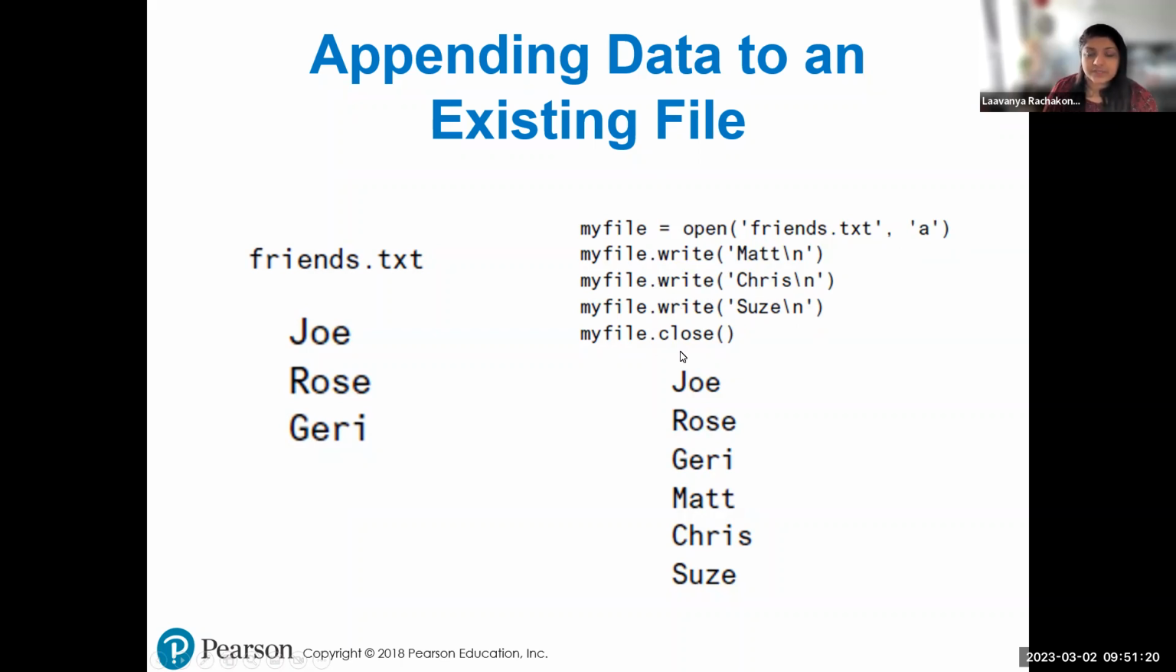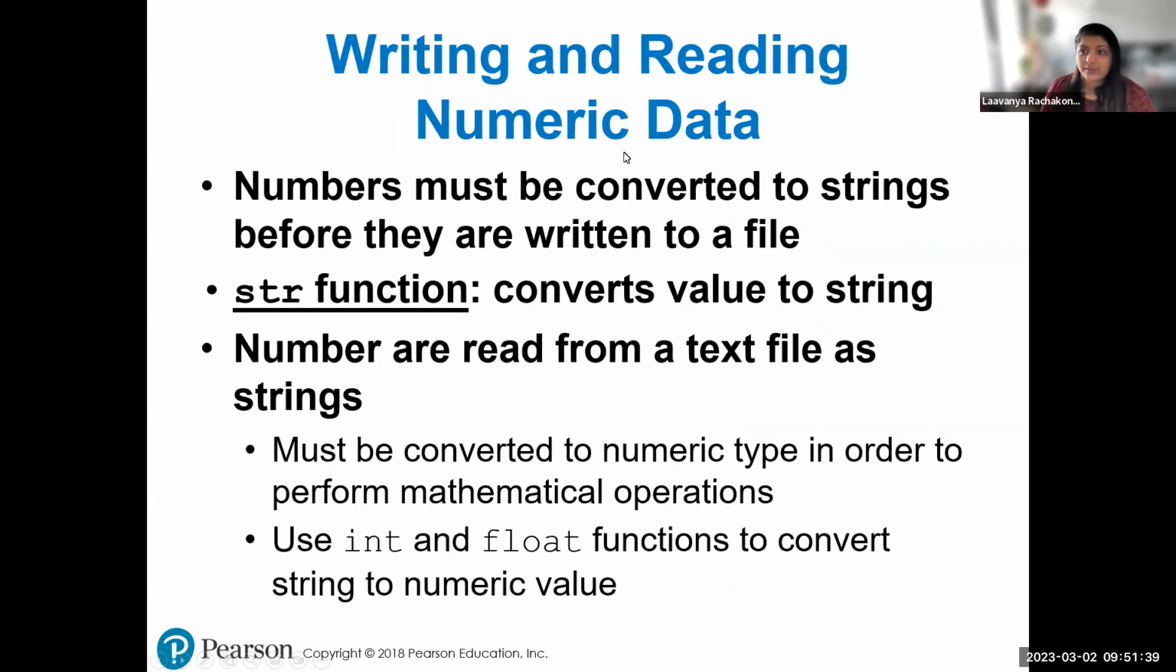Once I have closed this file and executed the program, if I go and open the file in my current directory, I will be seeing the 6 names instead of the previous 3. So you will be seeing all the updated contents. That is basically what an append mode is. In the next topic, we'll be talking about writing and reading numerical data.